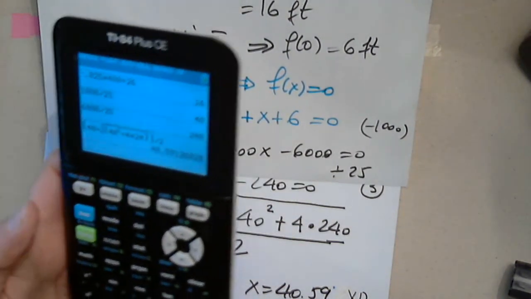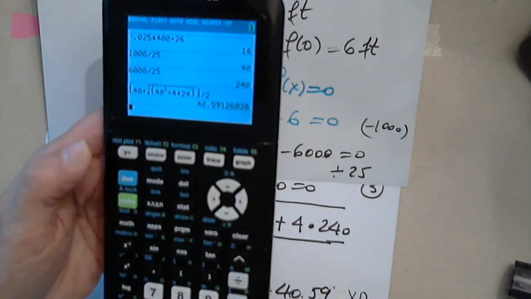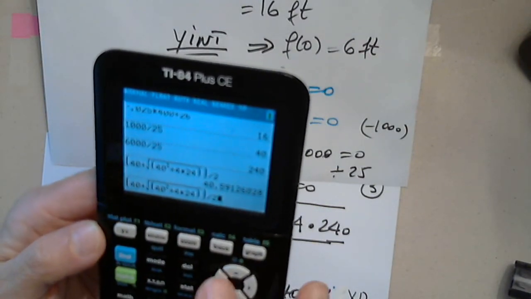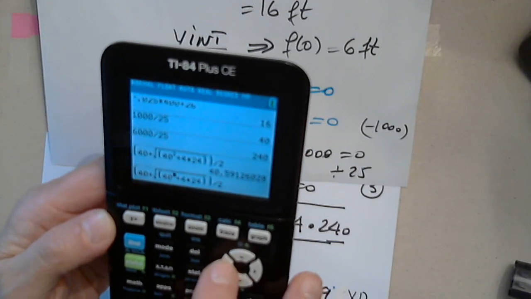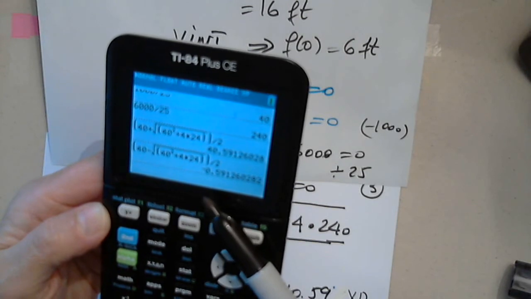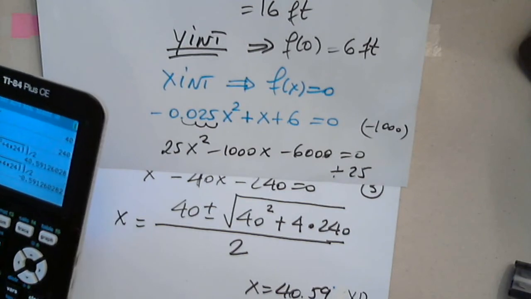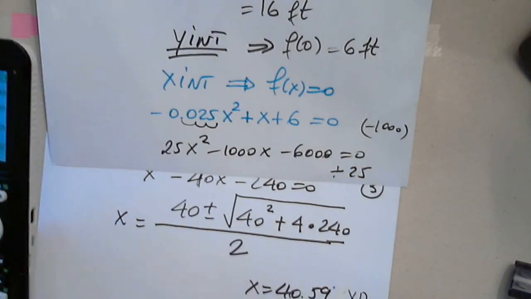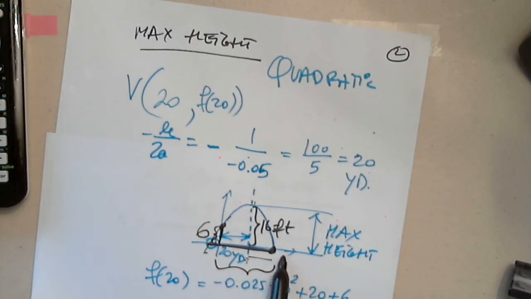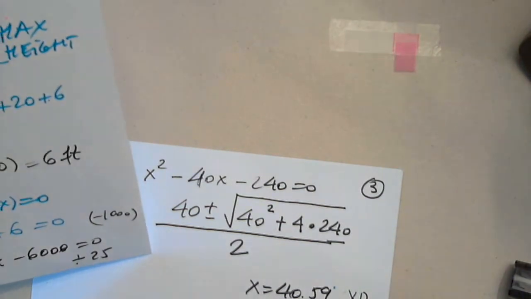There is no point in finding the other one, but let's find it with second and entry. Change the plus into minus, override it, and press enter. Of course, I was expecting a negative answer, negative 0.59 yards, which obviously is this right here, but we don't care for it. So this is what we wanted. We wanted to determine this 40.59.